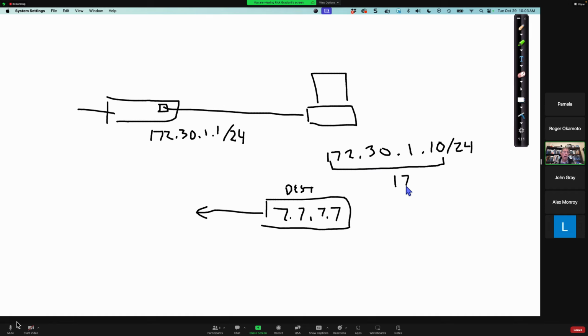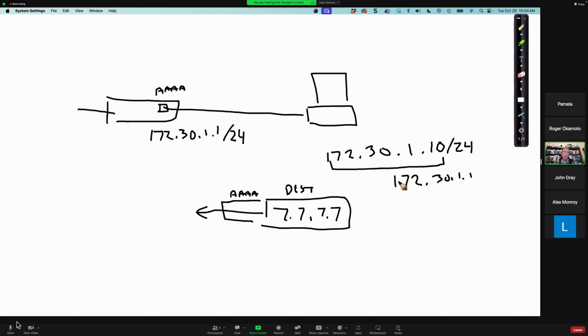Then it says, I know my router's 172.30.1.1, so I'm going to send this packet to the router. So I'm going to send out an ARP request: Hey, 172.30.1.1, what's your MAC address? It says my MAC address is AAA. Great, I've got that. I can now encapsulate this in an Ethernet frame with AAA and send the packet to the MAC address of the router. Now, that's how things are supposed to work.